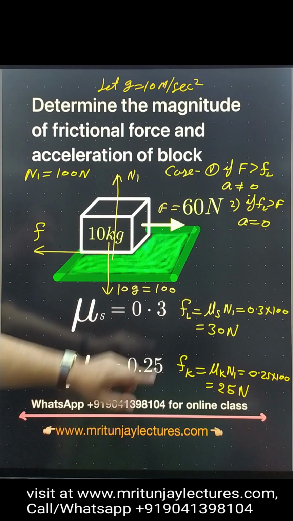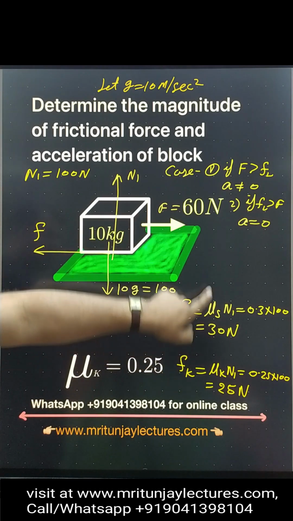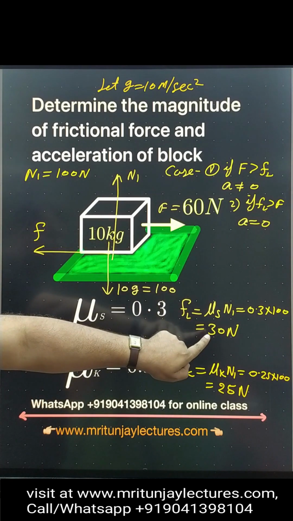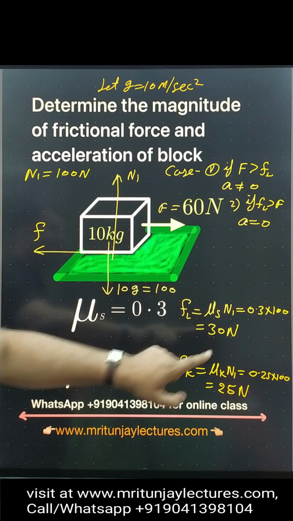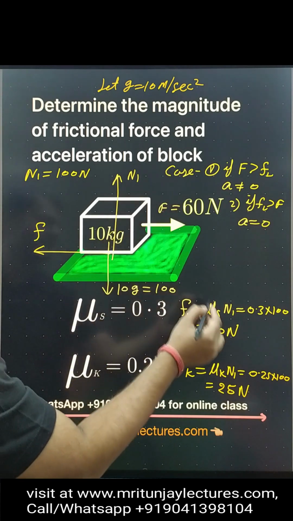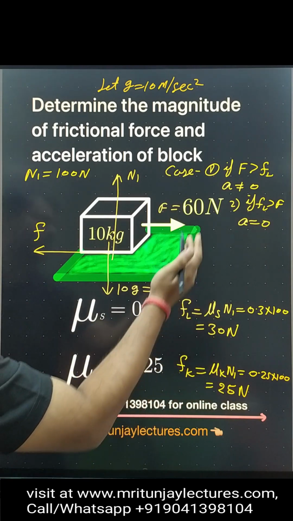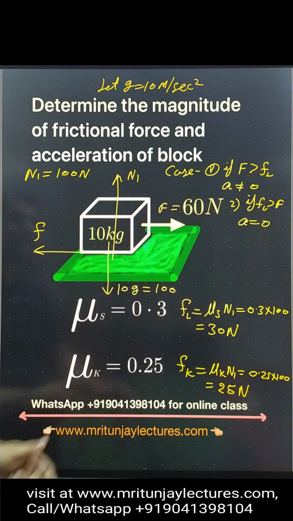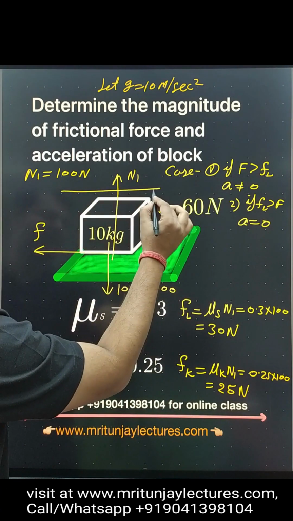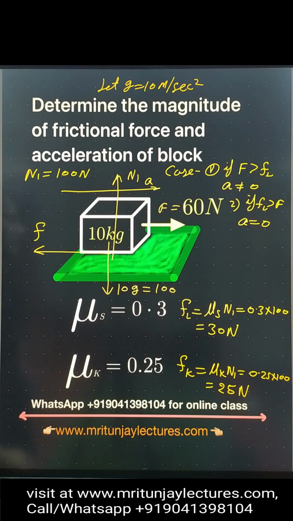Look here, applied force is 60 Newton, our driving force is 60 Newton, and limiting frictional force is how much? 30 Newton. That force is greater than that force, it means case first. So acceleration of the block is not zero. Okay, I hope so clear. It means this block is moving in which direction? Like that one. Net force, okay, in this direction.